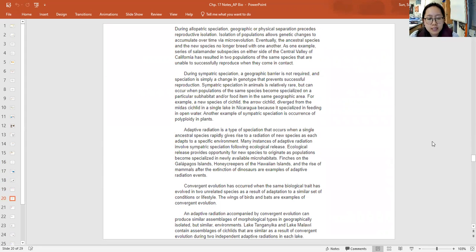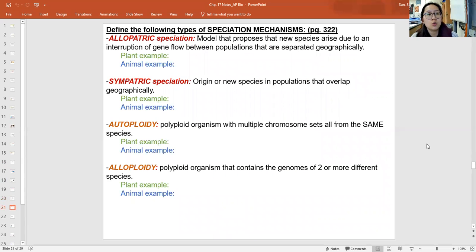Okie dokie. So here is some information. If you want to read it, you can pause and go ahead and read it. You're going to encounter it in your textbook, but it'll help you answer the questions we're about to come up on. So we're going to define some speciation mechanisms, and you're going to research and Google some examples of how they occur in nature. Allopatric speciation is a model that proposes that new species arise due to an interruption of gene flow between populations that are separated geographically.